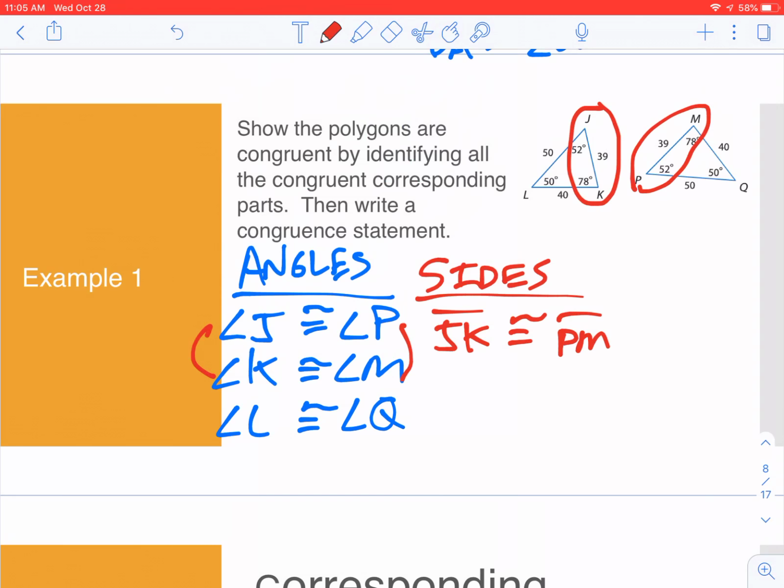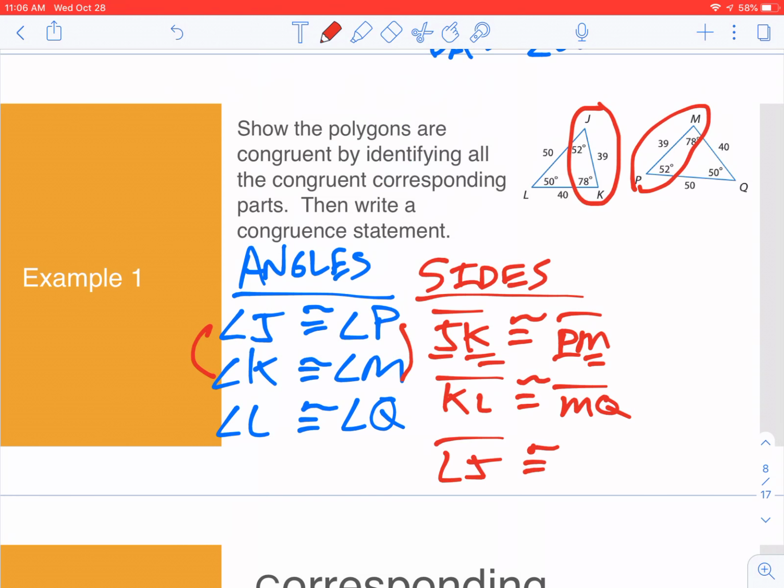And I have to do an order. I cannot say MP because M and J are not the same. So I have to match up J and P and K and M. Next I'm going to go side KM is congruent to, oh that's wrong. Side KL is congruent to side MQ. And last but not least, we have LJ is congruent to side QP.